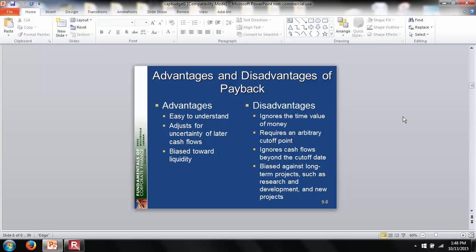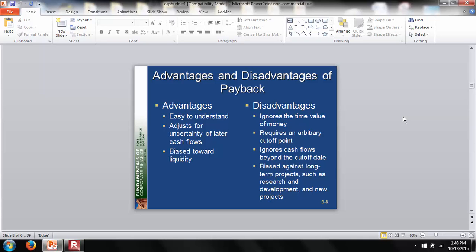And what are the disadvantages? It ignores the time value of money, and it ignores cash flows beyond the cutoff rate. So here what we are saying is that we could be losing a ton of money after the payback period. It doesn't matter to us. We are ignoring that. It is also biased against long-term projects such as R&D and new projects.